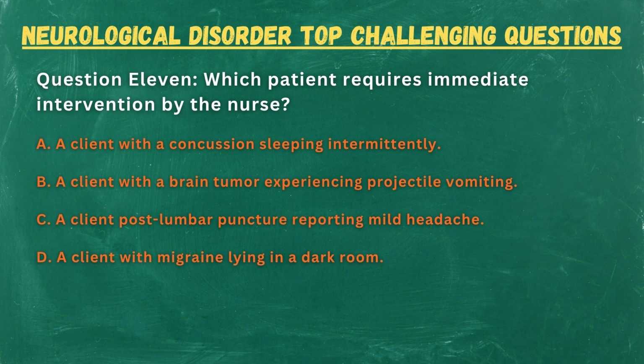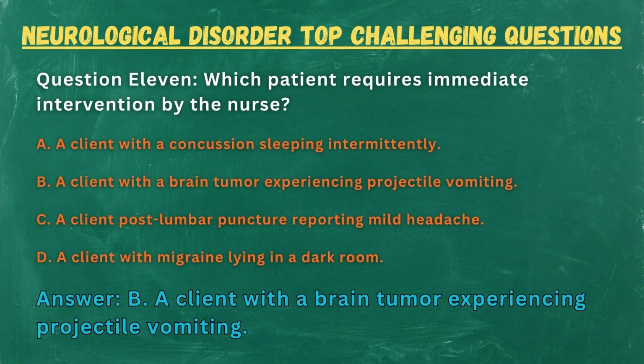Question 11. Which patient requires immediate intervention by the nurse? A. A client with a concussion sleeping intermittently. B. A client with a brain tumor experiencing projectile vomiting. C. A client post-lumbar puncture reporting mild headache. D. A client with migraine lying in a dark room. Answer. B. A client with a brain tumor experiencing projectile vomiting.